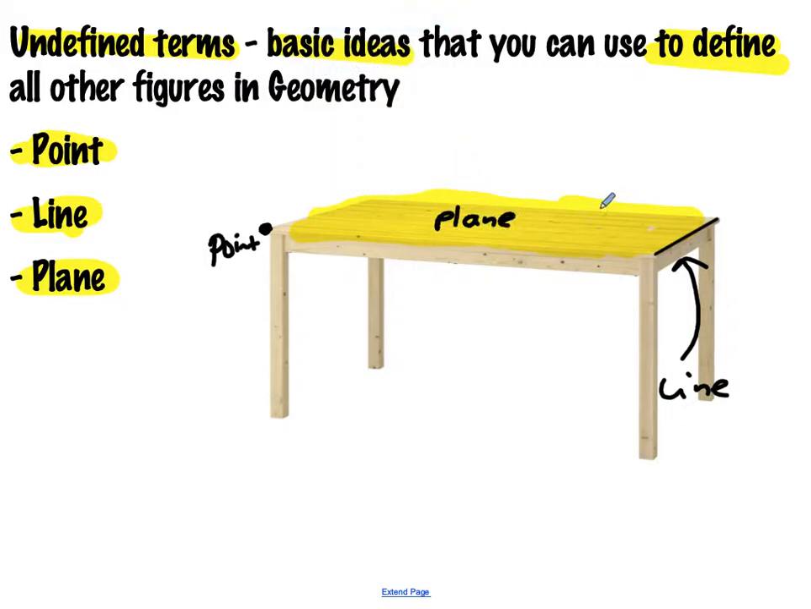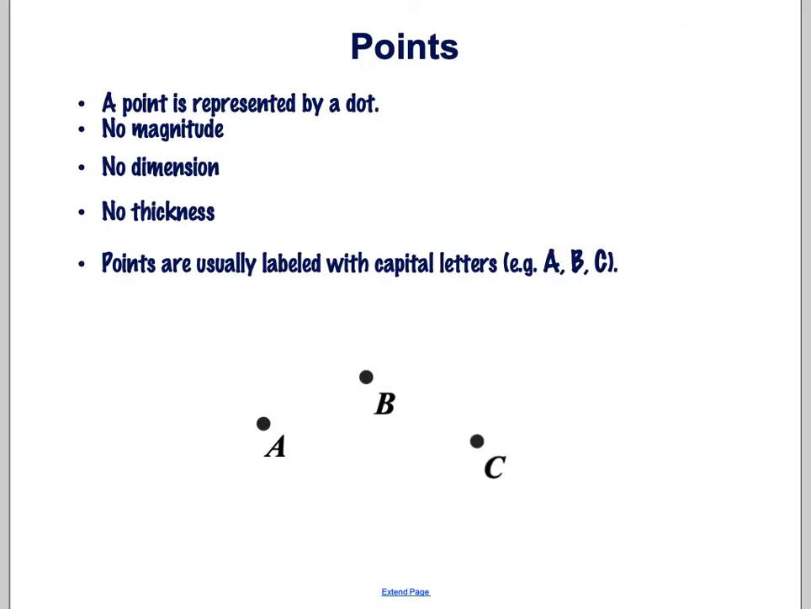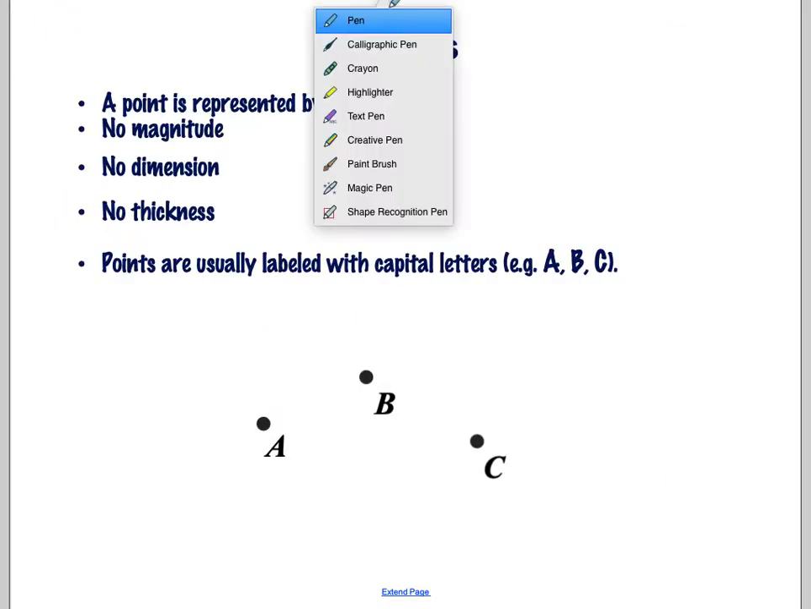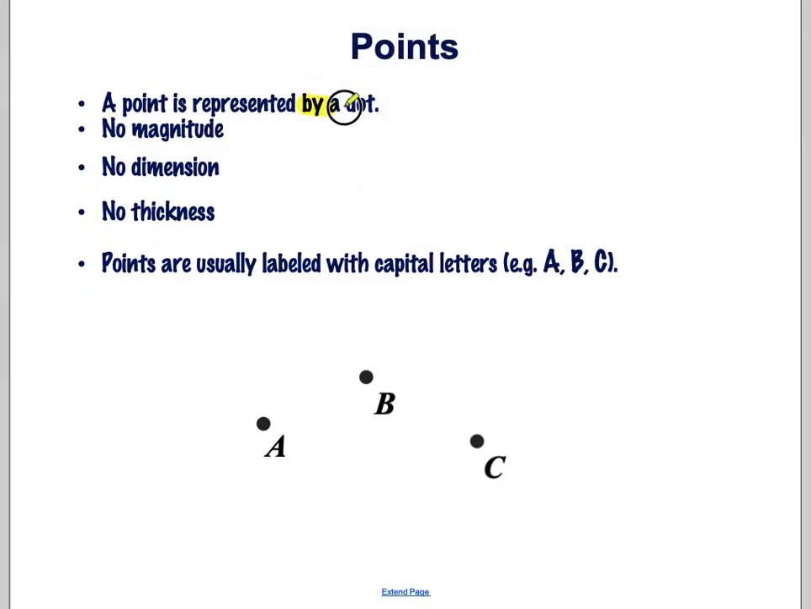Now in geometry, you have to be very meticulous about your definitions, right? So let's start with a point. A point is represented by a dot. It has no magnitude, no dimension, no thickness. These points are labeled with capital letters. This is point A, point B, and point C.